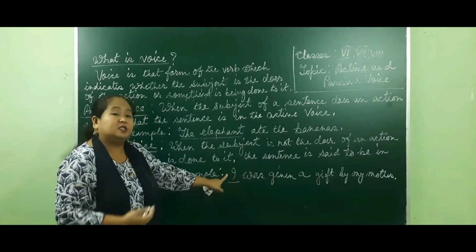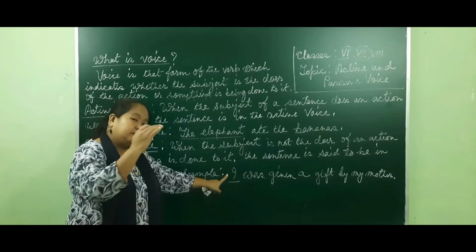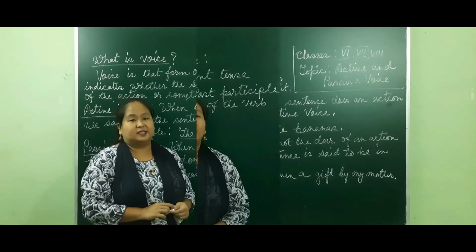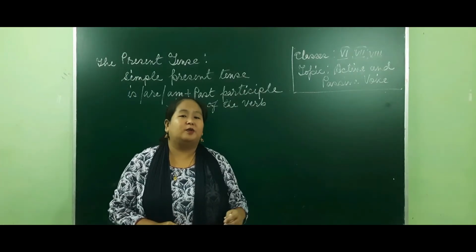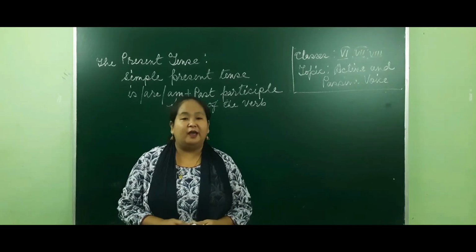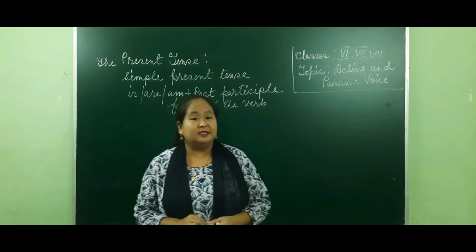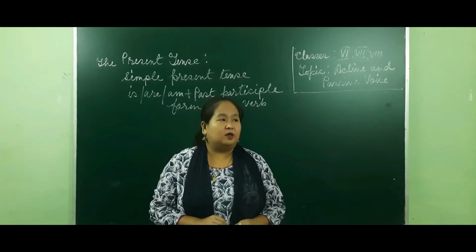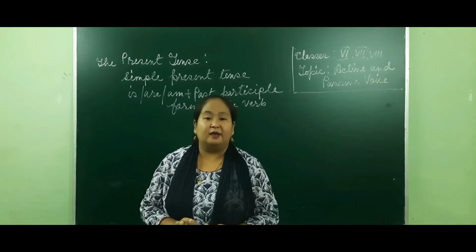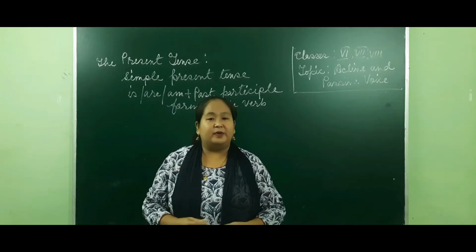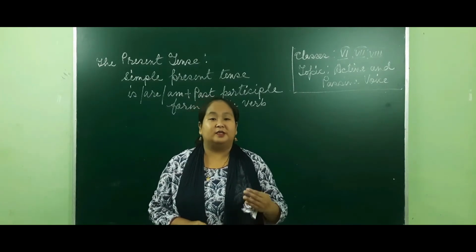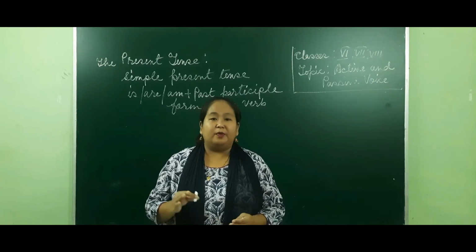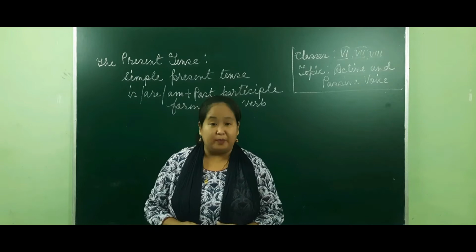When the subject is not the doer of the action, but something is being done to it, that sentence is said to be in the passive voice. Now let us learn how to change from active to passive voice. We know that there are three main tenses. They are present tense, past tense and future tense. Present tense has four different kinds: simple present tense, present continuous tense, present perfect tense, present perfect continuous tense, right? But present perfect continuous tense does not have a passive form.